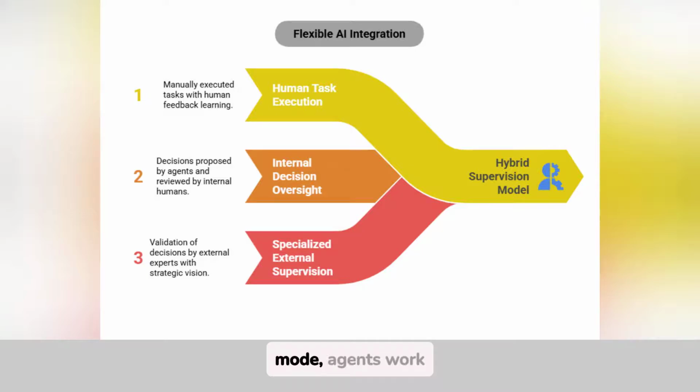Option 2, Internal Decision Oversight. In this mode, agents work autonomously. They analyze data, generate alerts, predict behavior, and propose actions or recommendations. But they do not make the final decision. Instead, a member of the company's internal team, who already knows the company and its particularities, reviews the system's proposals and chooses which one to apply, or if something needs to be modified.